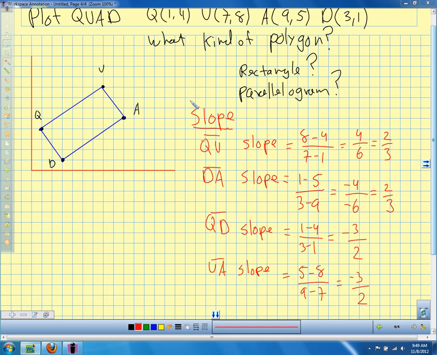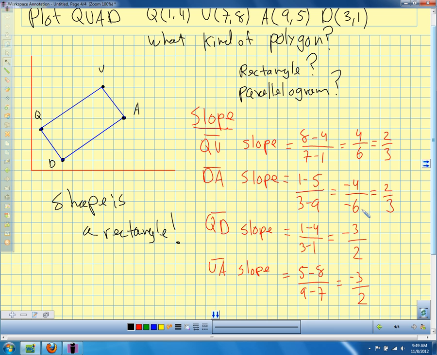So we know that opposite sides are parallel, and that we have 90-degree angles. So when opposite sides are parallel, and we have 90-degree angles, what does that tell us that our shape is? A rectangle. Our shape is a rectangle, and we did that by comparing our slopes. We could also use the distance formula and calculate the lengths of the opposite sides and make sure that they're the same length. But because we have opposite sides parallel and 90-degree angles, that guarantees us that we have a rectangle.